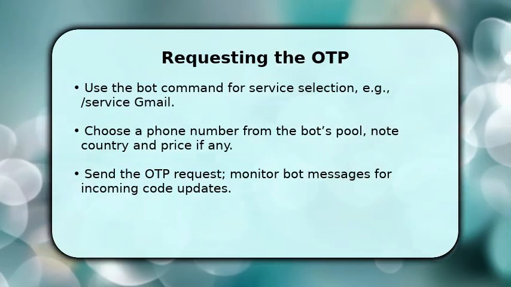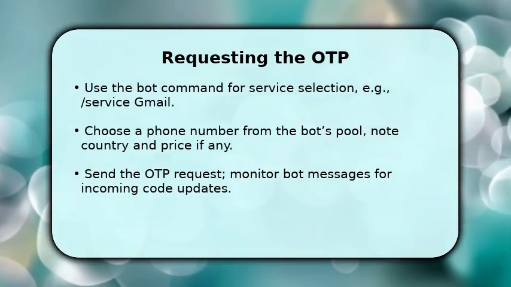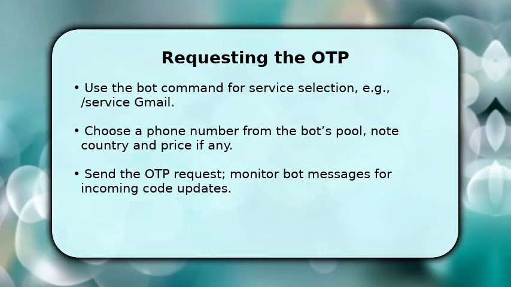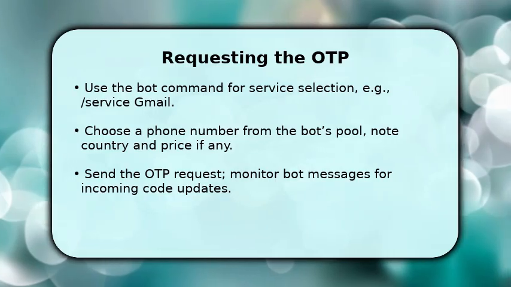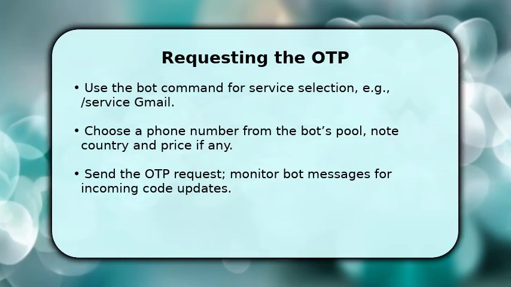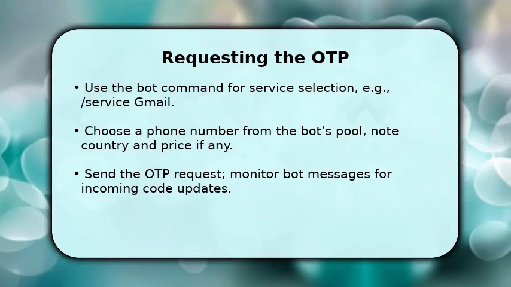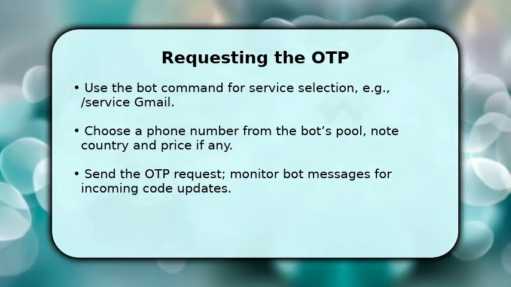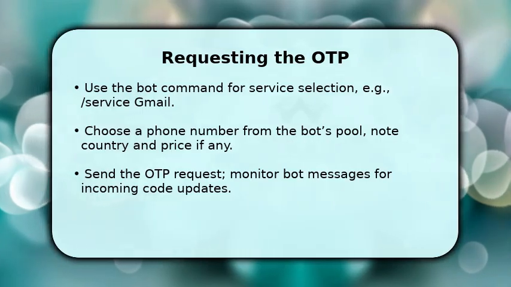Now you choose the target service with the bot service command and pick a phone number from the list it returns. You're doing this because the bot forwards SMS to that temporary number. Once chosen, issue the request command and the bot will reserve that number for your session. Then submit the sign-in on the target site to trigger an OTP. Keep the Telegram chat open and watch for the incoming SMS message. The bot will post the numeric code directly into the chat.